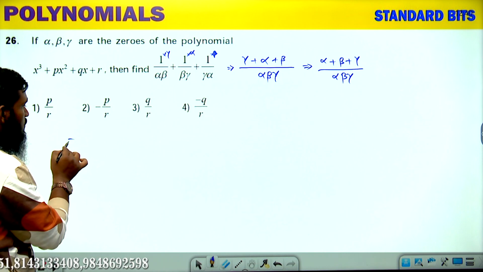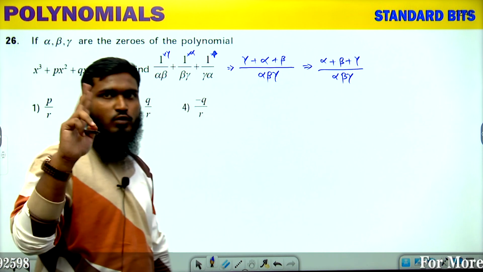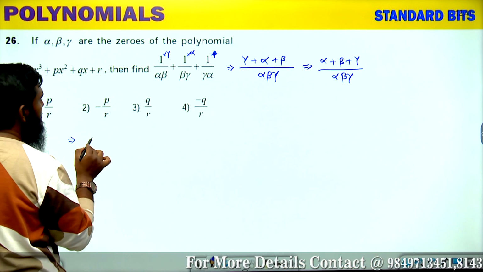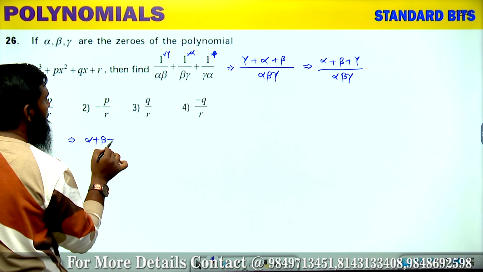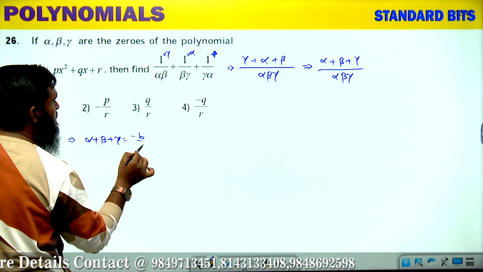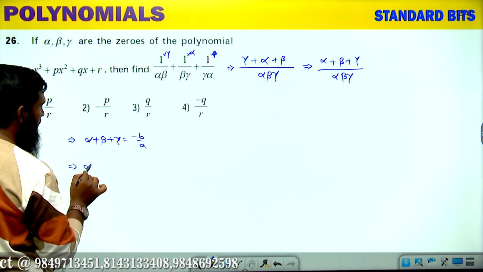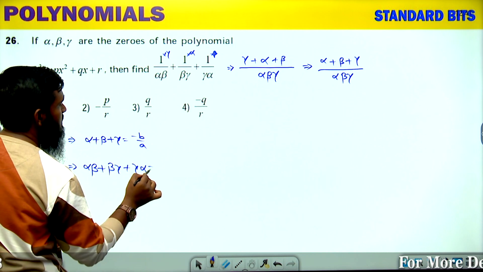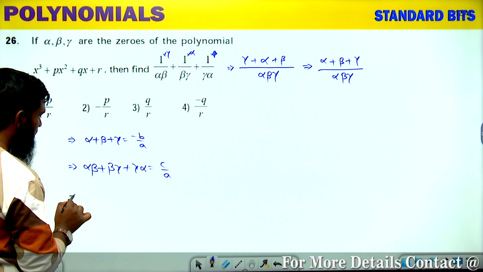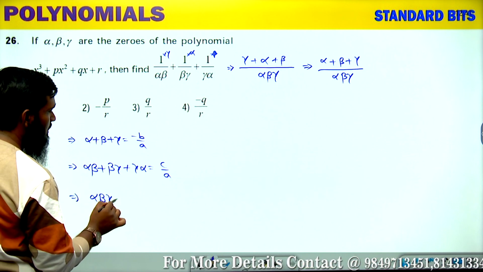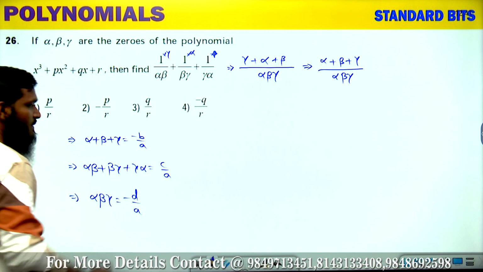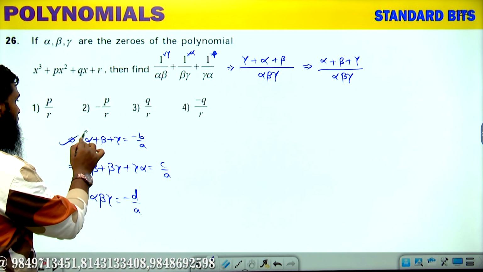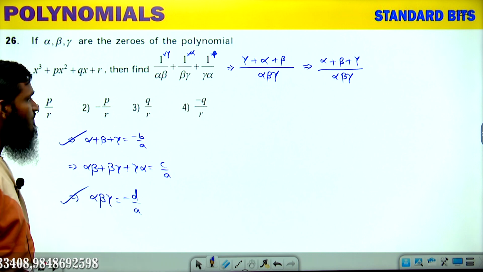As I have told you, for a quadratic polynomial we will have two formulae. For a cubic polynomial we will have three formulae over here. First, alpha plus beta plus gamma is equal to minus b by a. Similarly, alpha beta plus beta gamma plus gamma alpha is equal to c by a. Next, alpha beta gamma is equal to minus d by a. These are the three formulae, but according to our question we want only the first formula and the second formula.